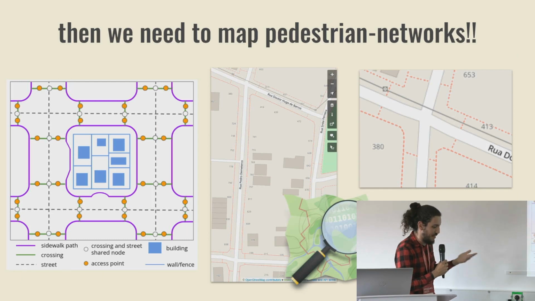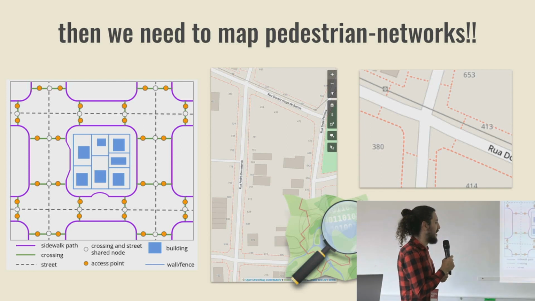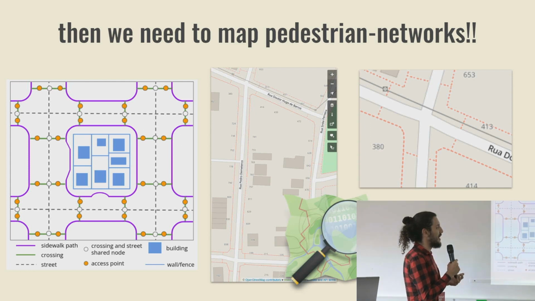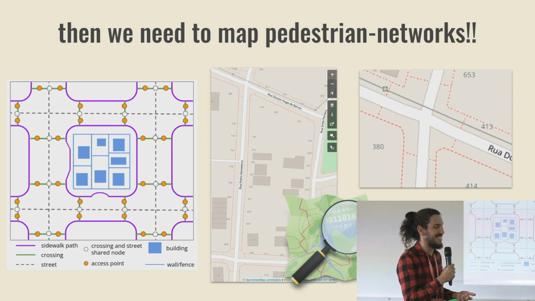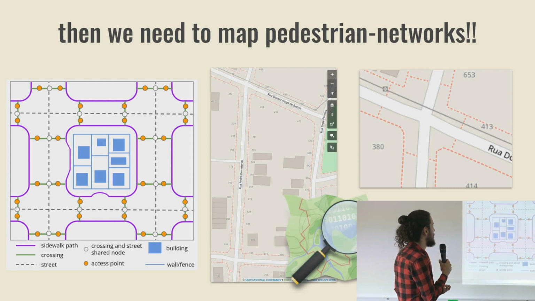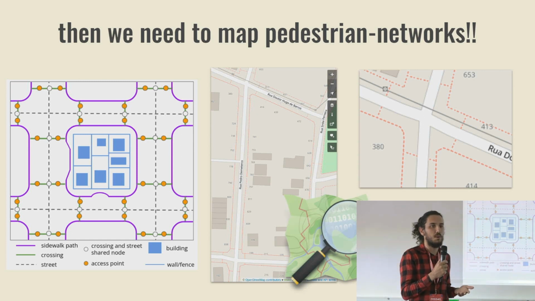Then, I think that every one of you knows about the importance of cartography. The first thing that we need to do is to map these pedestrian networks. So there's this schema of mapping sidewalk networks as separate geometries, because many times in cartography sidewalks are treated as secondary stuff. You won't find any national mapping agencies mapping sidewalks.